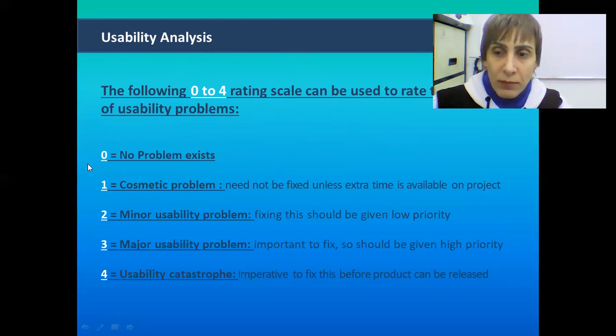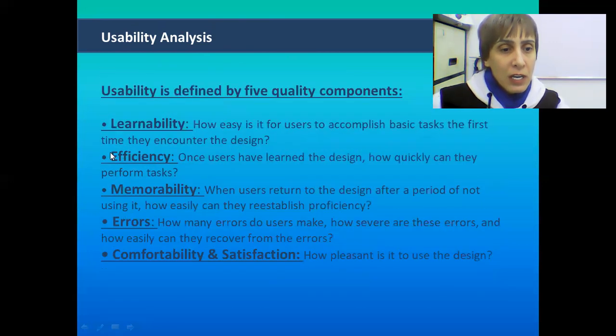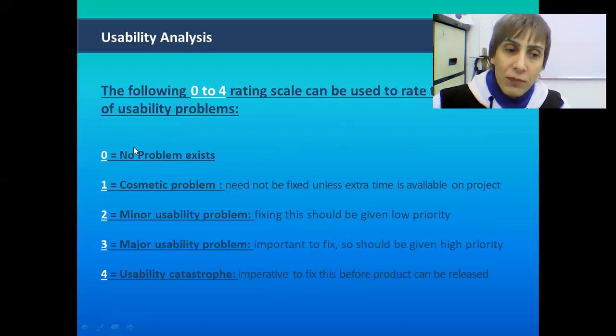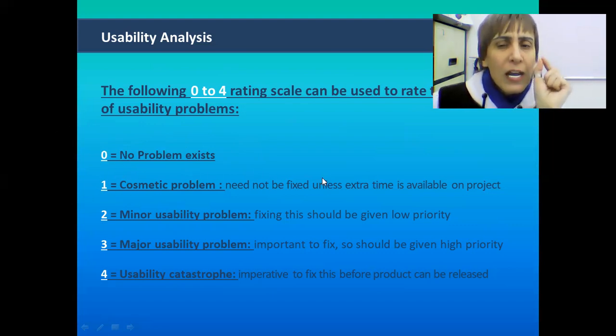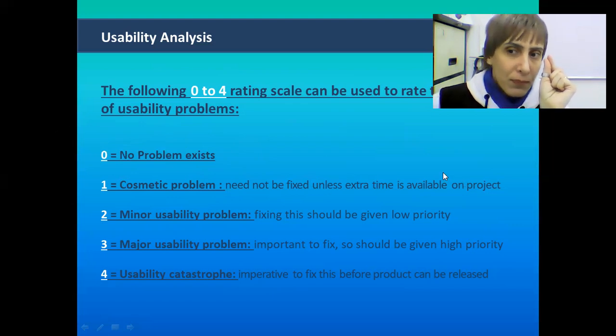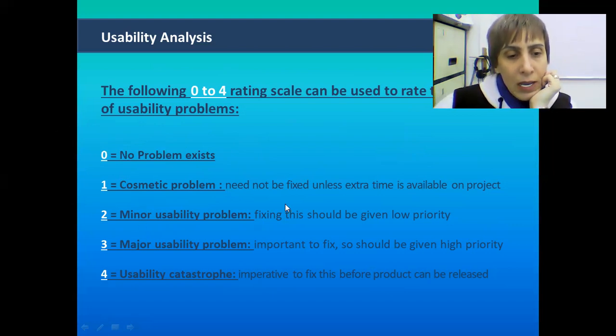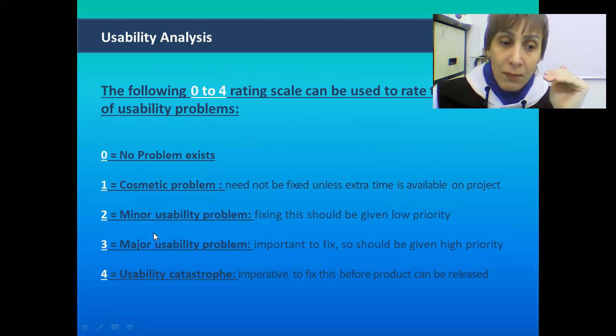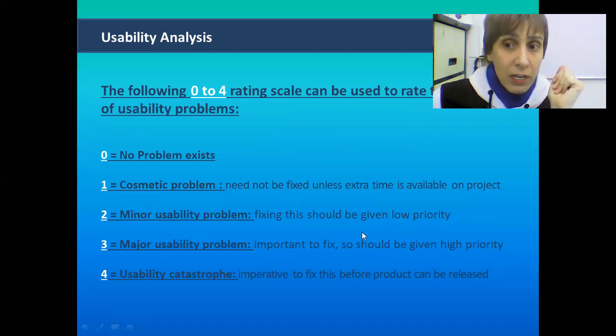Now, what does a 0 mean? If you give, for example, learnability a 0, what does it mean? It means that no problem exists. Here, 0 means no problem, everything is perfect. When you give a 1, it means there is a cosmetic problem, meaning a small problem. It isn't a dangerous problem, just a small one, okay? A minor usability problem is a bigger mistake. A major usability problem, which is a 3, means here we need to really focus on solving.